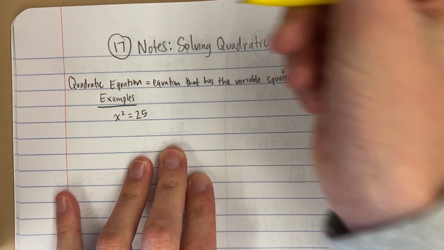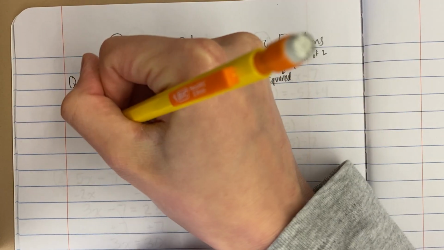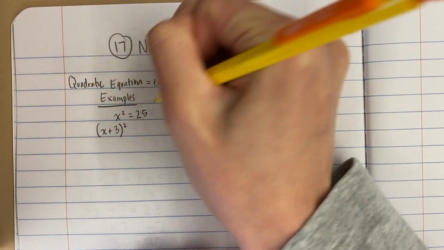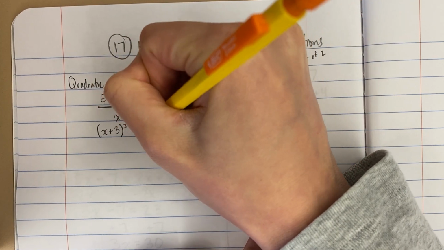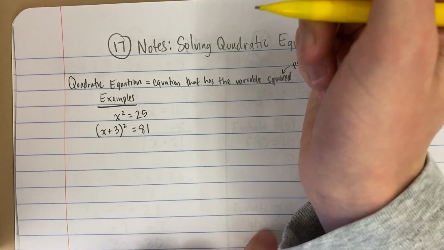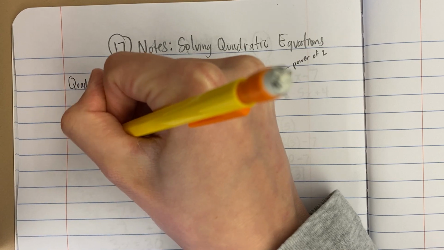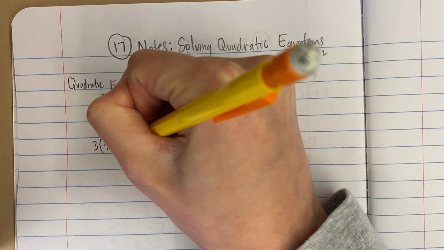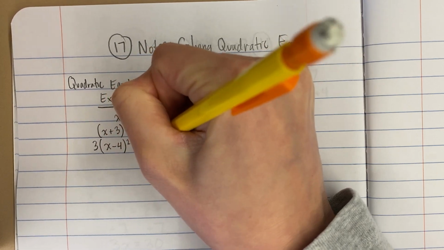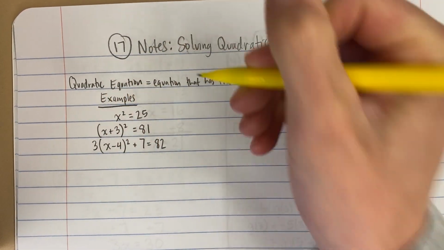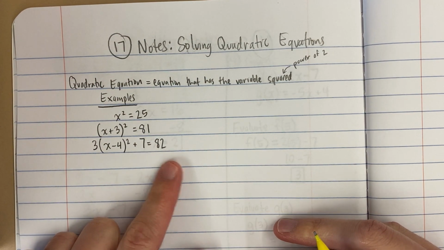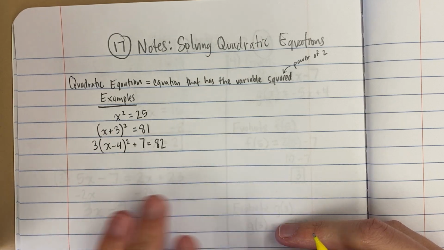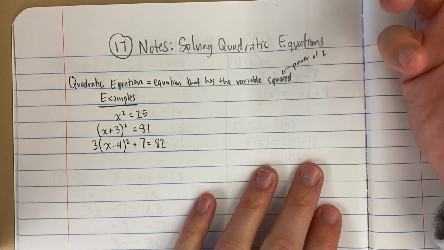Here, the x is squared. Sometimes there's something with the x, like this, in parentheses, that's squared. This is a quadratic equation. This is a quadratic equation too, and this last example that I'm writing is actually a quadratic equation in vertex form, which we're not going to spend too much time on this year, but it's a really big deal in Algebra 2, and so we want to know how to solve an equation that looks like this. This particular format of an equation is called vertex form.